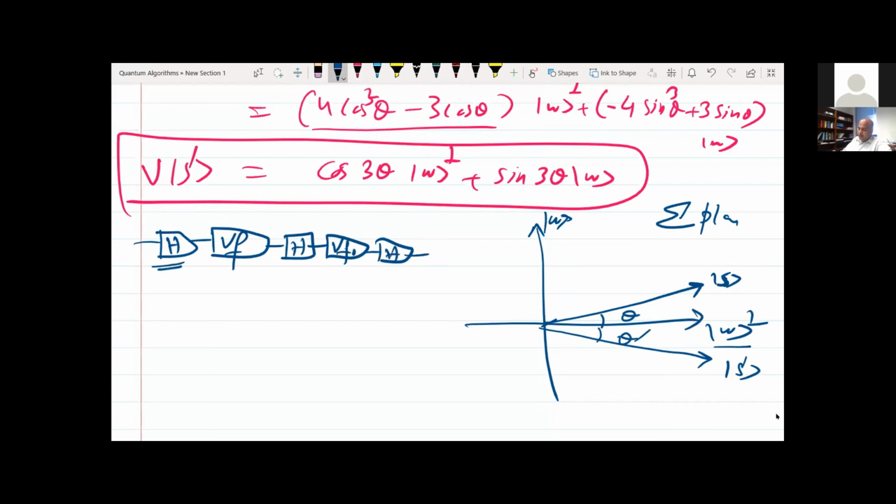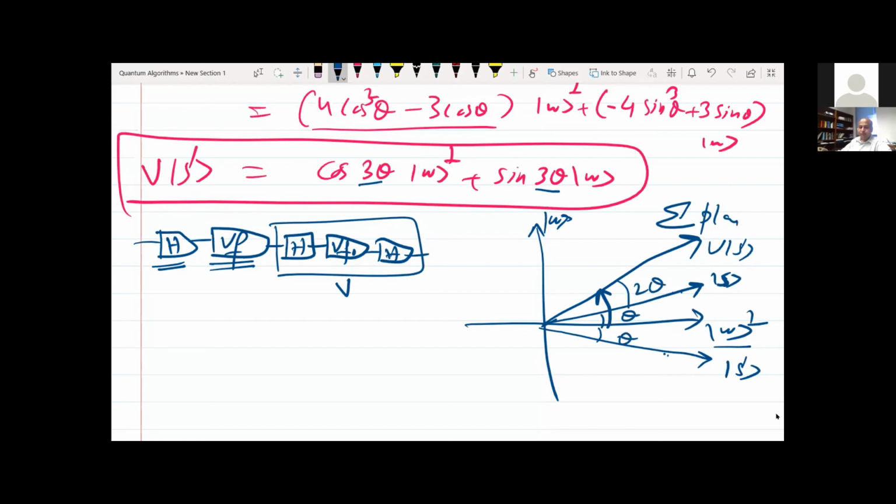So what this Hadamard did was prepare this superposition state. This UF essentially flipped it and made the state S prime, which was cos theta minus sine theta. And then this part, which we call V, essentially took it back from here and gave us a state VS prime, which has angle 3 theta, this cosine 3 theta. So essentially, this is a state like this. So this angle is 2 theta.